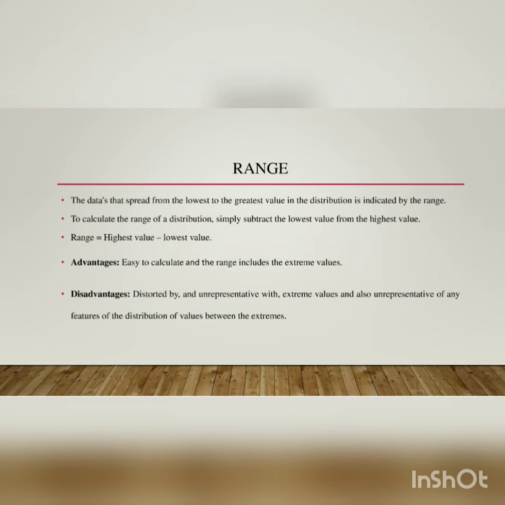The data that spread from the lowest to the greatest value in the distribution is indicated by the range. To calculate the range of a distribution, simply subtract the lowest value from the highest value. That is, range is equal to highest value minus lowest value.